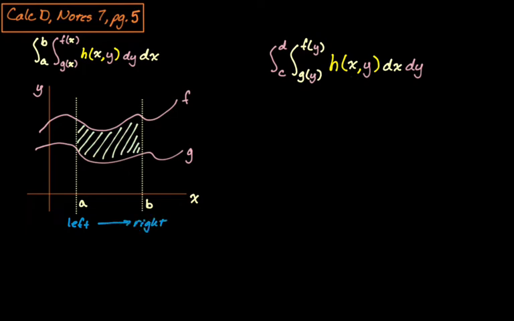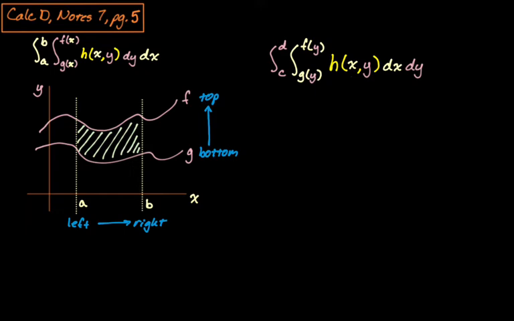Sometimes the bounds will be constants, which means that dx will be the last thing you deal with. Sometimes they'll be functions, which means you'll deal with it first. And then y always wants to go from bottom to top. Sometimes the y bounds will be functions, in which case you deal with them first, or they will be constants, in which case you deal with them last, which we'll look at in a second. But that's the whole idea. So this is very similar to what you've done before in terms of setting them up.